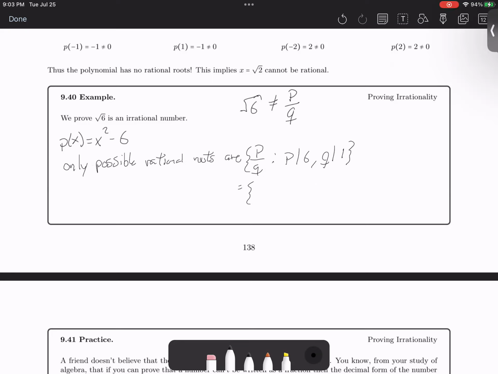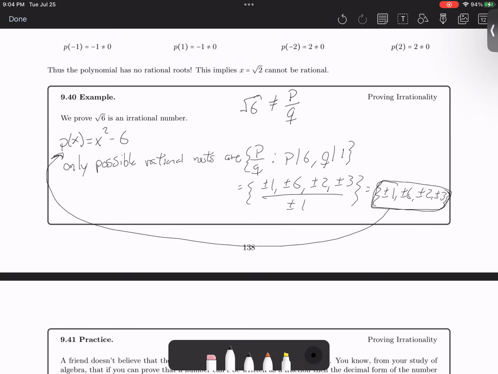So the options for P are plus or minus 1, plus or minus 6, plus or minus 2, plus or minus 3. And the options for Q are just plus or minus 1. So my options are plus or minus 1, plus or minus 6, plus or minus 2, plus or minus 3. These are the only possible rational roots. Now, if I take every single one of these and I plug them into that polynomial, it's an even polynomial, so you can really just look at positive 1, positive 6, positive 2, and positive 3.